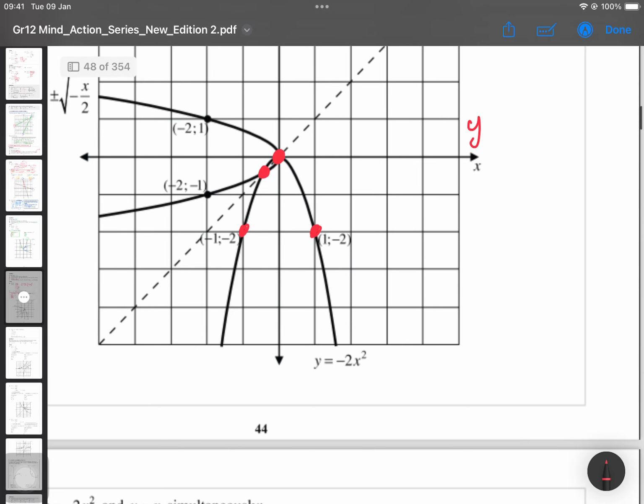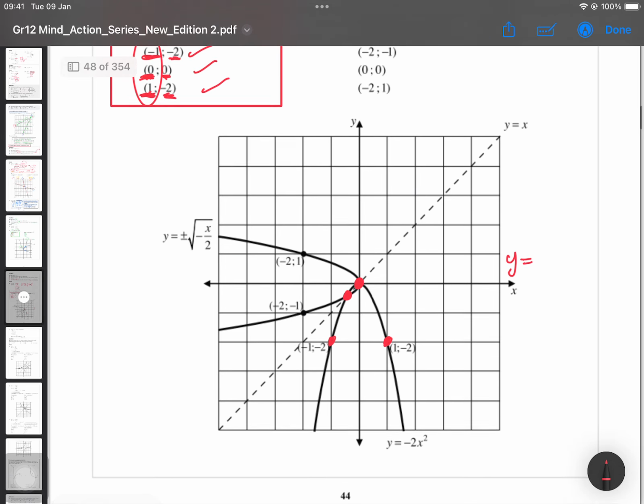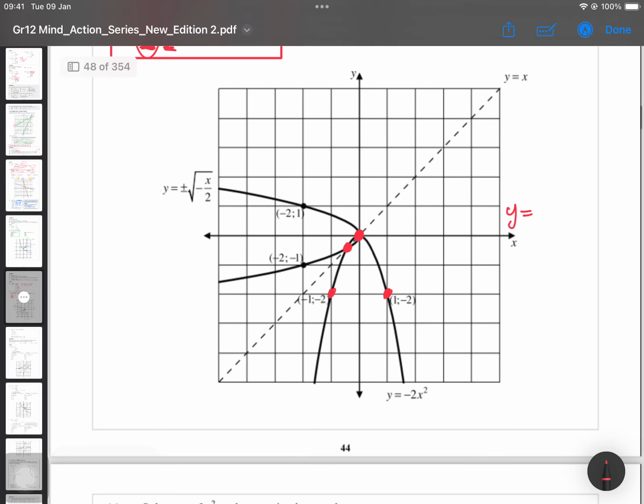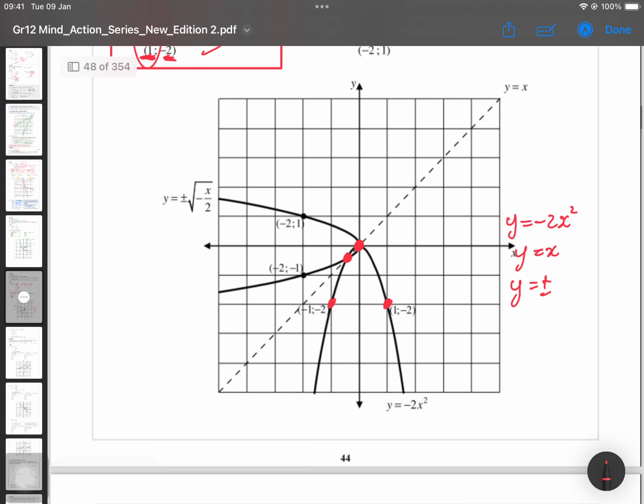So you see it's y equals the original, basically, -2x². You have y equals x, you have y equals plus or minus square root of -x/2. So these 2 points are the points you're looking for, and it's where all 3 meet. So if you take 2 equations, equate them, solve for x, you'll be sorted. You'll get the 2 points.